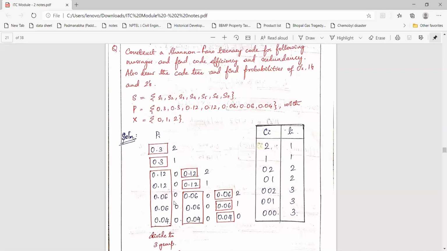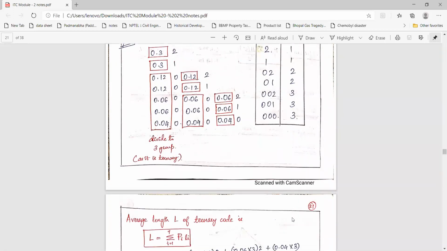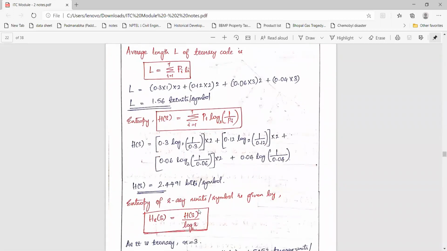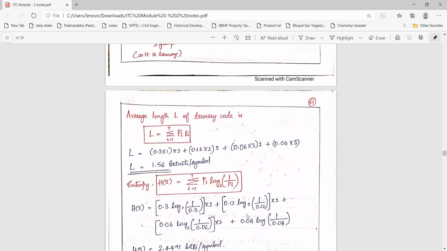Next, coming to the fifth symbol probability, I have 0, 0 and 2. So I'll write 0, 0, 2 and the length is 3. Next, I have 0, 0 and 1, so I'll write 0, 0, 1 and the length is 3. And next, I have 0, 0, 0 and the length is 3. After drawing this tabular column and filling in the entries, we have to find the average length, entropy and entropy of R-ary units per symbol, as we did for previous problems.